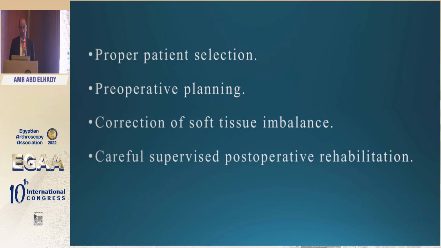You should do good preoperative planning, do whatever you need in radiological assessment, compared to the other side and compared to the variables in the literature. And you have to correct soft tissue imbalance yourself, by releases, muscle transfer, whatever. Don't rely on the shoulder modularity to correct the soft tissue itself. Also, careful supervised postoperative rehabilitation is a must and should be done under supervision of the surgeon.